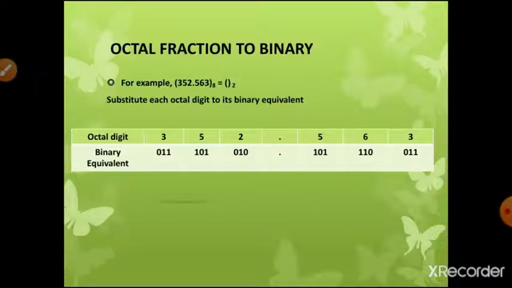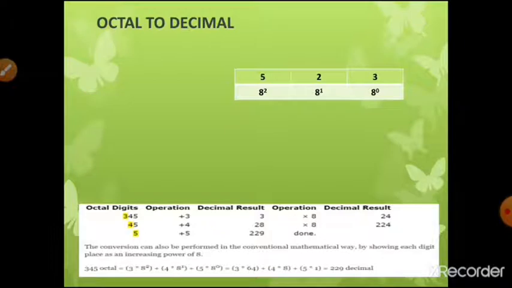At last we combine all the values starting from the most significant bit. Which one is the most significant bit here? 3 is the most significant bit on the left-hand side. So you start writing your answer from 011 101 010 dot 101 110 011.